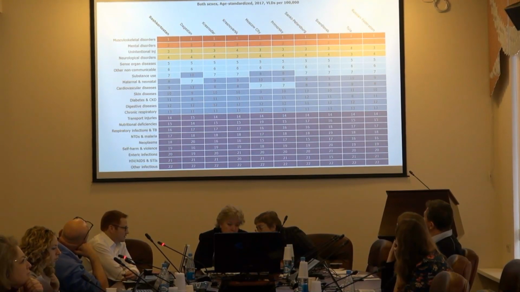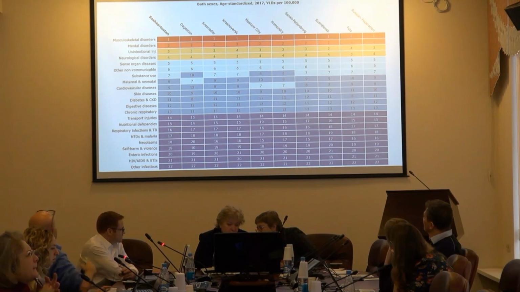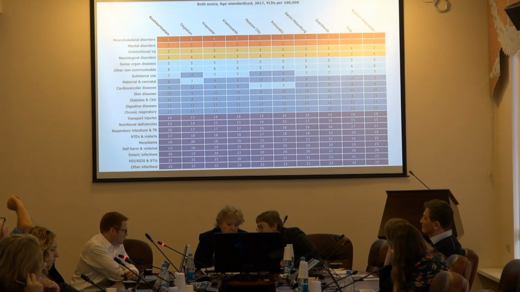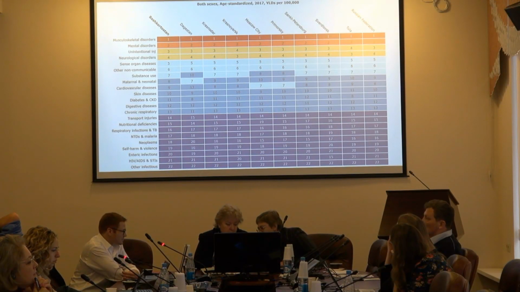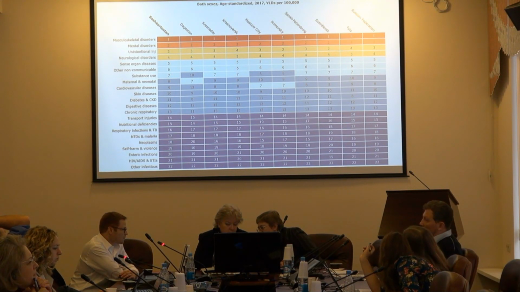Here we see the leading causes of YLDs. Again, we're looking at both sexes, age standardized, for these selected federal subjects and for Russia as a whole. Overall, musculoskeletal disorders are number 1, primarily low back pain. Mental disorders are number 2. Unintentional injuries are number 3 or number 4, depending on where we look, but not a huge amount of heterogeneity there. Likewise with neurological disorders.